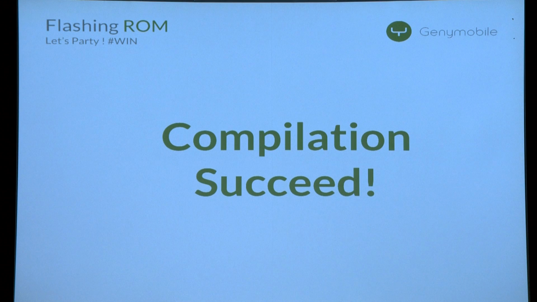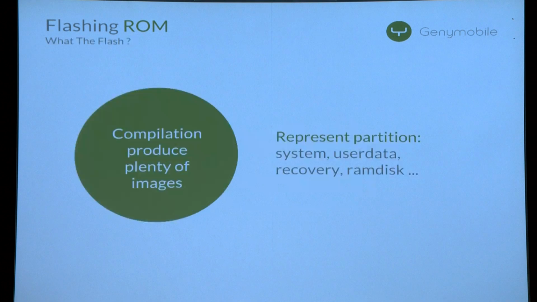Okay, let's pretend that 5 more hours have passed. You have something that has been compiled. Okay, what can you do with that? The compilation process has produced a lot of images. So as I said, you can find them in the out directory. They all have names ending in .img. So they are representing the partitions you can find on your phone.